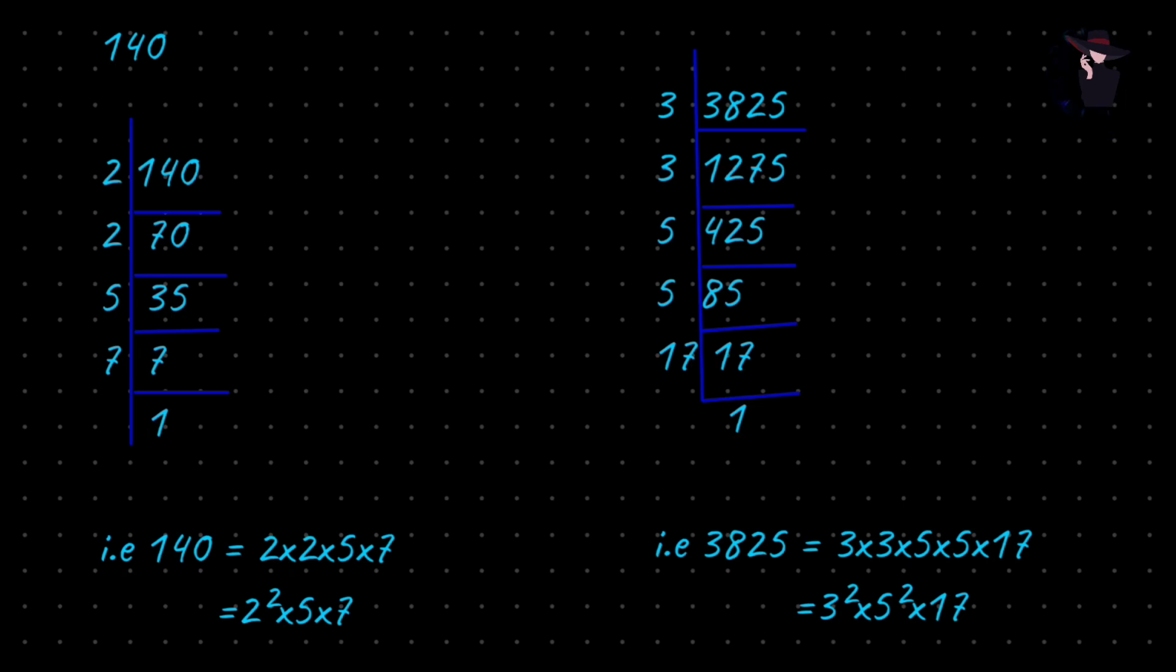What are the factors we got? 3, 3, 5, 5 and 17. How many 3's do we have? 2. How many 5 do we have? 2. How many 17 do we have? Just 1. So give it as it is.